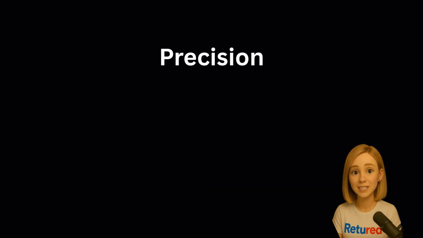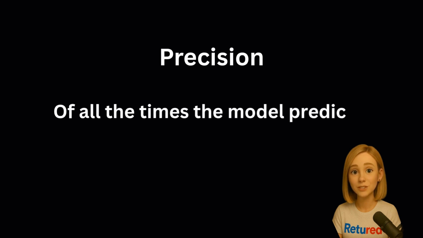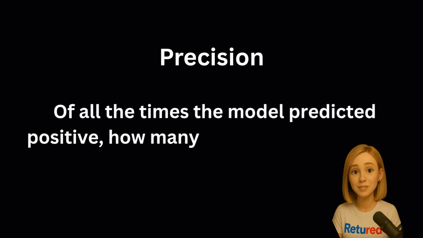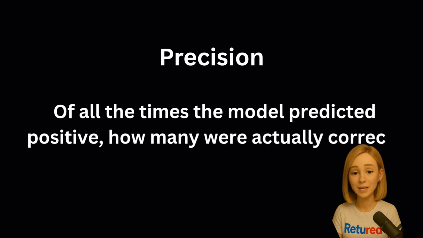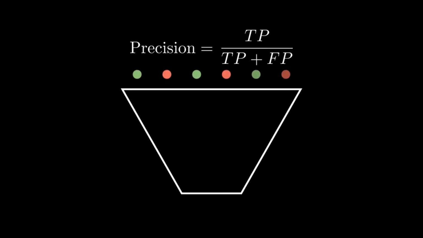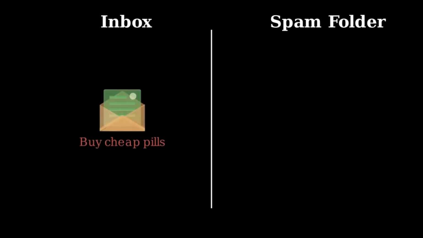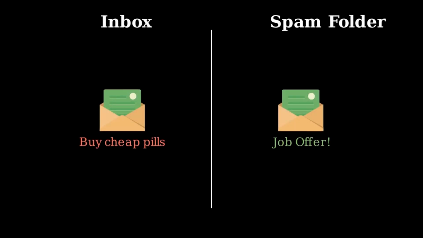This brings us to our next metric, precision. Think of it as the purity metric. It answers the question, of all the times the model predicted positive, how many were actually correct? You need high precision when the cost of a false positive is high. Take spam detection. You would rather let a single spam email slip into your inbox, a false negative, than have an important email from your boss mistakenly sent to the spam folder, a false positive.